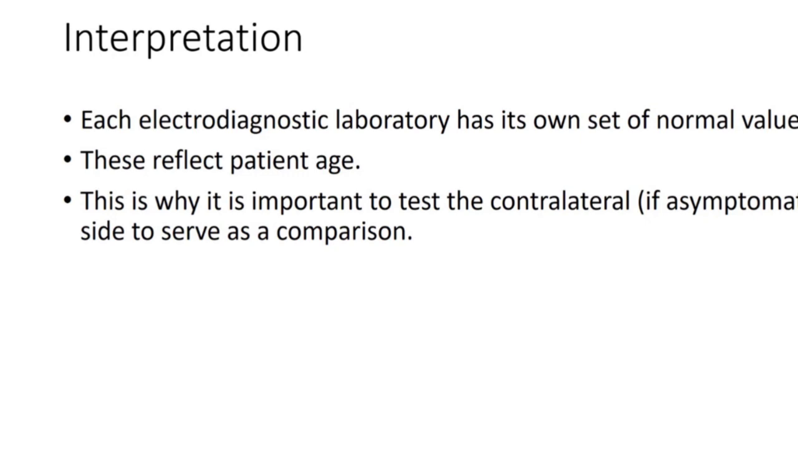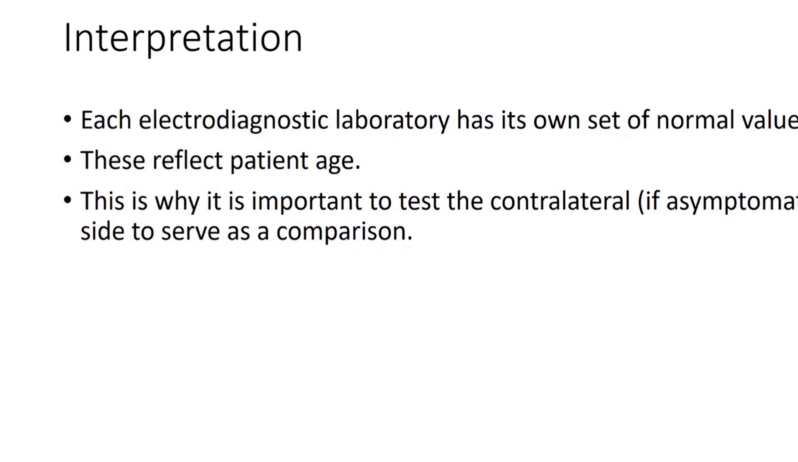That's great and everything. Now you know what the waveforms look like, but how do you go about interpreting this? When I first started looking at these, this was always a little bit confusing to me, because if you try to look up a normal set of values, it's hard to find. It's kind of like lab values in a hospital. What's a normal white count or a normal H&H? It's going to be dependent on the electrodiagnostic lab. They have their own set of normal values.